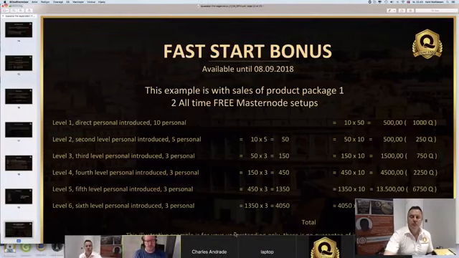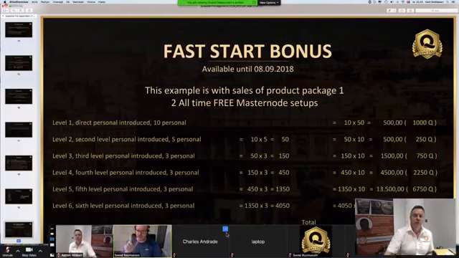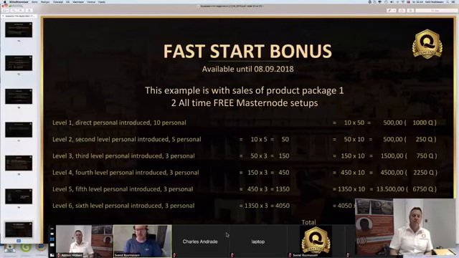Now Svend has created an extra bonus that goes on level 2, 3, 4, 5, and 6 also. So when you introduce people, you don't only get on your personal introduced. So let's say this example is based on if you sell a product with 2 all-time free masternode setups at 200 euro. So if you introduce 10 personals, you will get 50 euro on each of them, right? That's 500 euro. You'll also get 100 Quaestor coins. That's 1,000 Quaestor coins. Now on top of that, you will get 10 euro per person and 5 coins in level 2, 3, 4, 5, and 6.